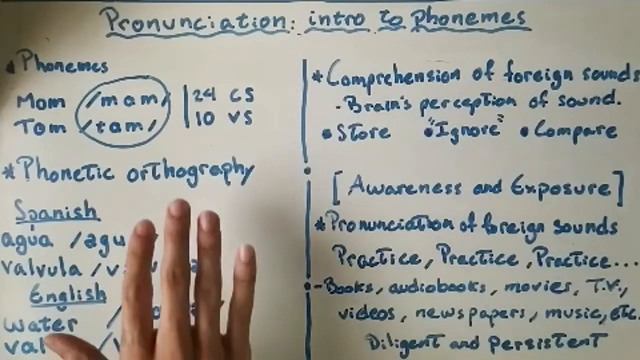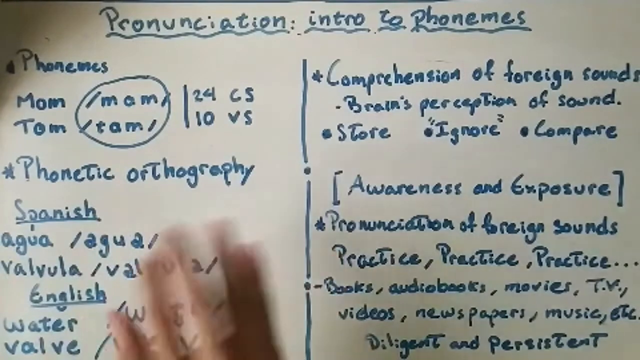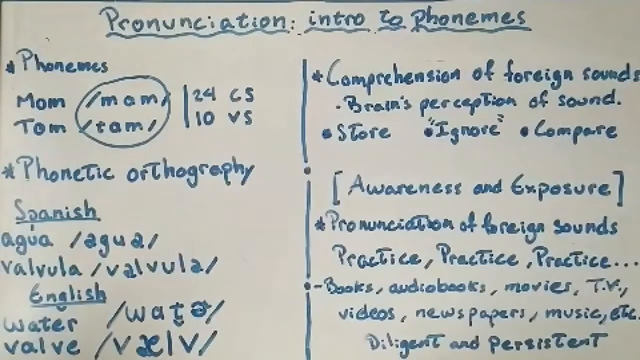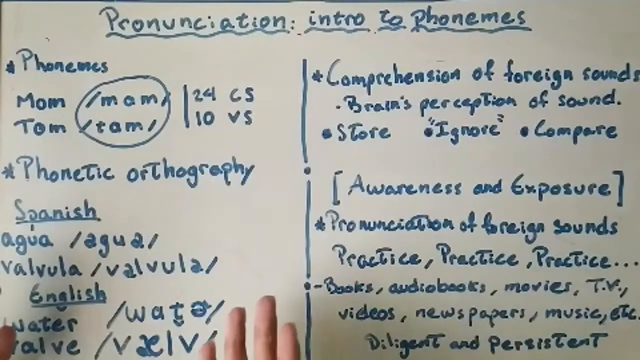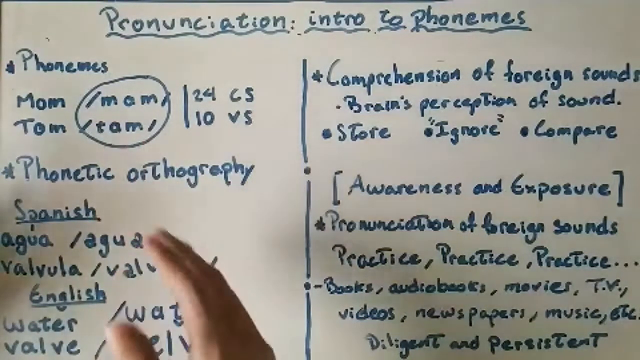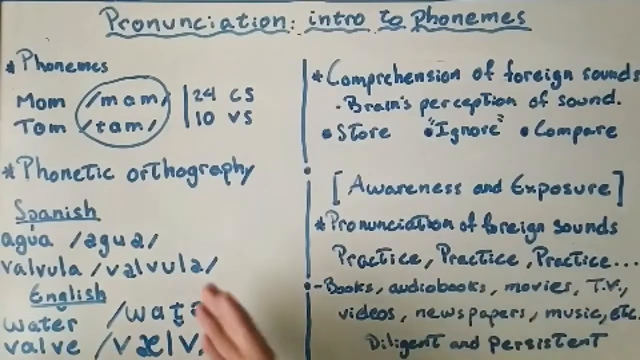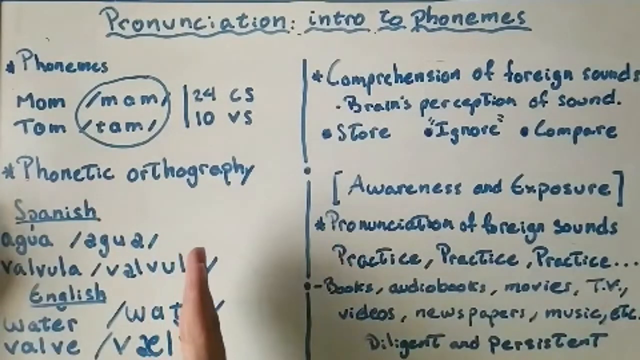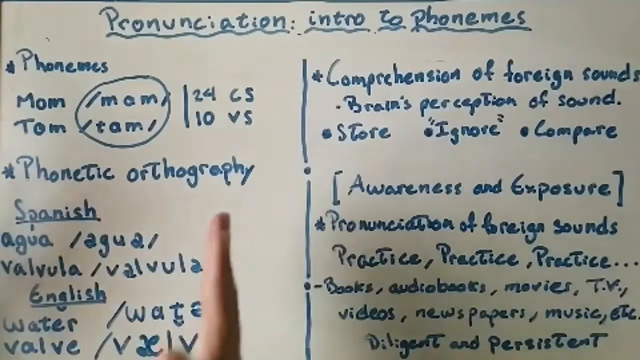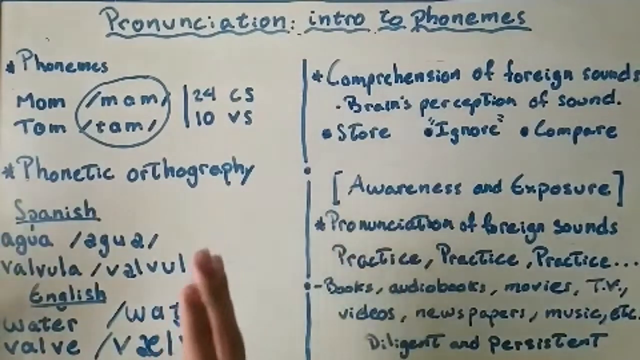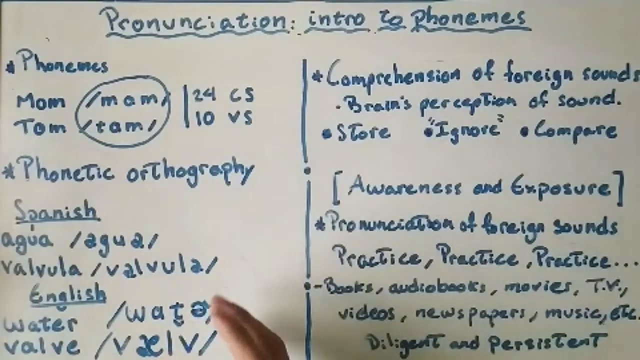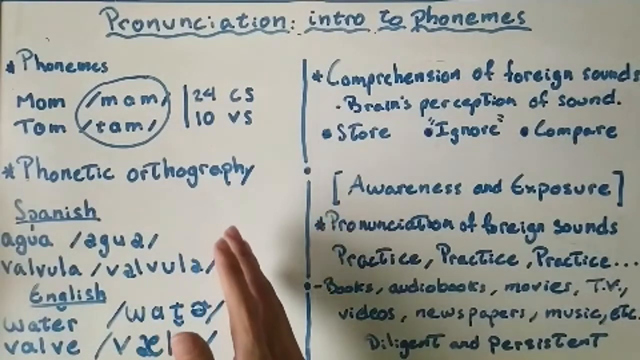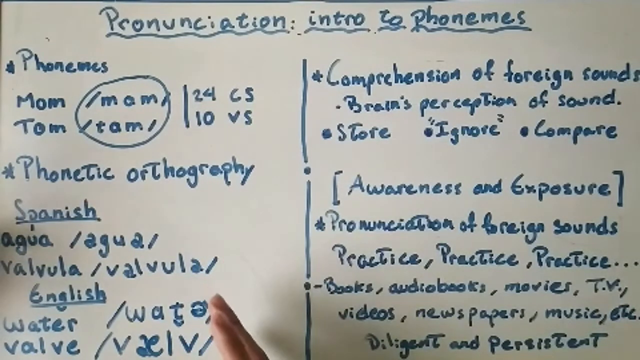Here I'm going to explain in a very simple way what phonetic orthography is. Phonetic orthography is an orthography in which the written symbols correspond to the phonemes. It's as basic as that. If you don't understand that, don't worry, because I have a very simple example using our native tongue, Spanish. We have, for example, two words here: agua and válvula.